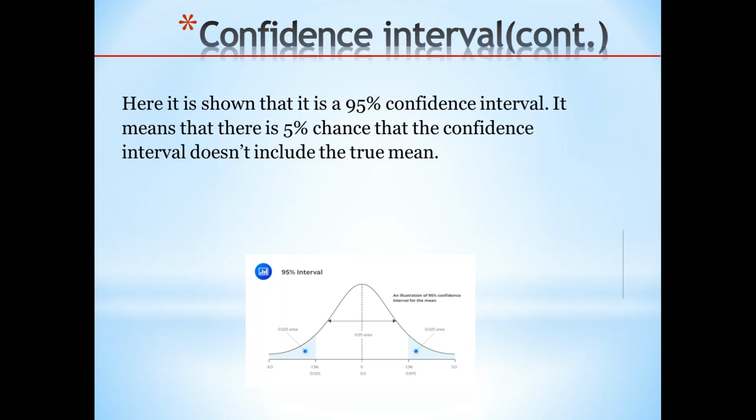Now here it is shown that it is a 95% confidence interval. It means that we are 95% certain it contains the true mean of the population, and accordingly there is a 5% chance that the population mean lies outside of the upper and lower confidence interval.